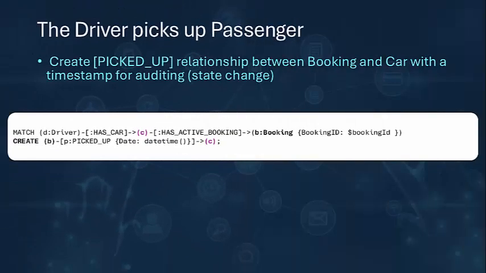When a passenger is picked up, the system doesn't update a status field as in a relational model. Instead, it creates a new picked up relationship between nodes, with a timestamp capturing the exact transition. The booking and car nodes remain unchanged, only relationships evolve. This approach makes the graph a living system where events are recorded as structural changes rather than overwritten data. As a result, the whole history of state transitions can be reconstructed at any time simply by traversing the edges.